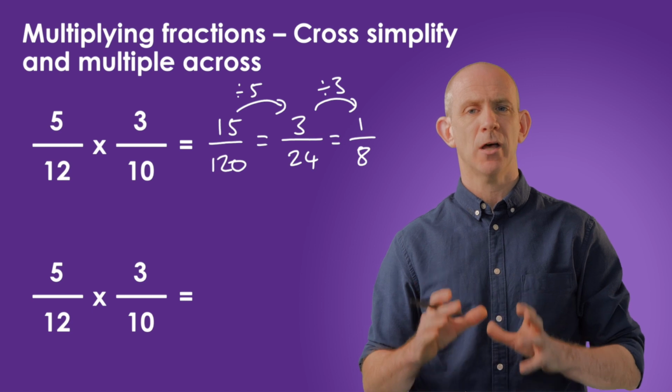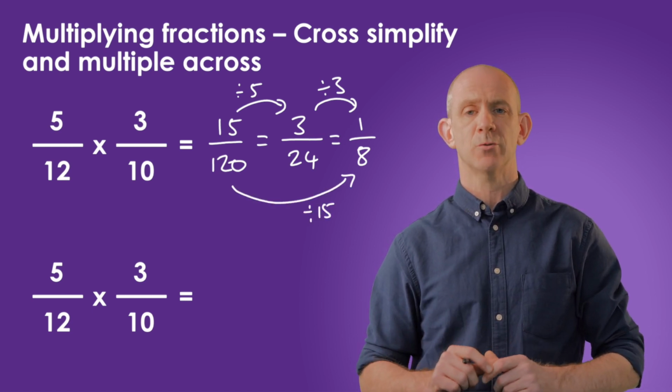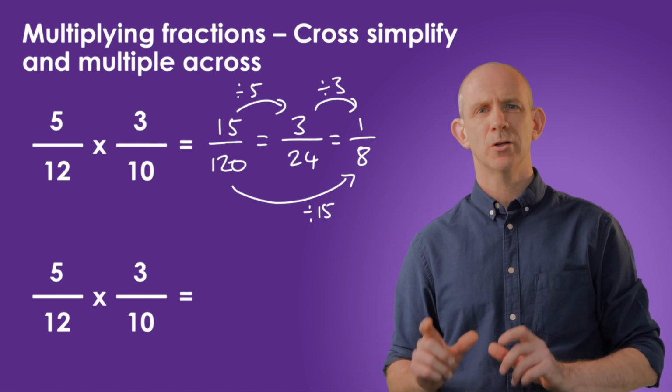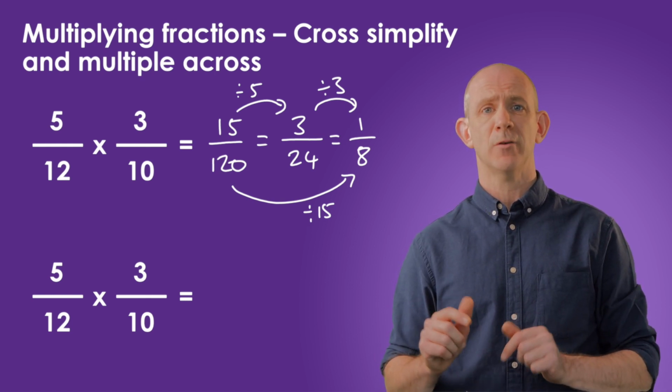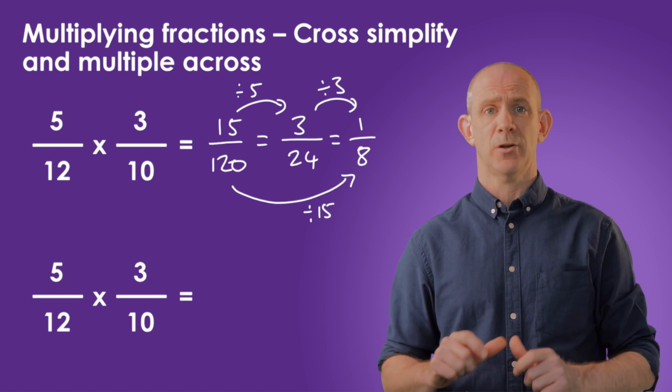If we'd managed to spot the highest common factor, which is 15, we could have gone straight from 15 over 120 to 1 over 8. To save us time, we could look at cross-simplifying first. If we look at the diagonals, we can see that 5 goes into both 5 and 10, and I can cancel these down as follows.